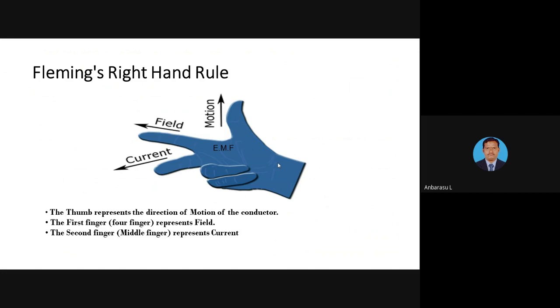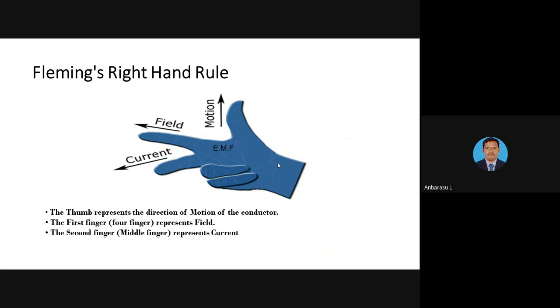So the first unit is the DC generator. Here, in the DC generator, Fleming's right hand rule is applicable. It is used to determine the direction of induced EMF or the direction of current through the conductor. Here, three fingers are used: the thumb, the middle finger, and the forefinger.